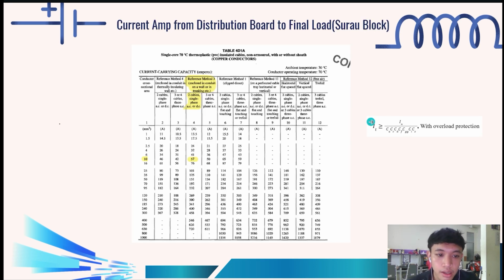From the formula I presented before, we managed to get our In, which is 57 here. So we choose the conductor cross-section area 10 mm square. To be informed, this is the sizing cable that we get for the DB from the surround. Next, we use reference method 3, enclosed in conduit on the wall or in the trunking system, for the distribution board to final load, where we use 2 cables, which is 57 ampere, and that's how we got the 10 mm square cross-section area.